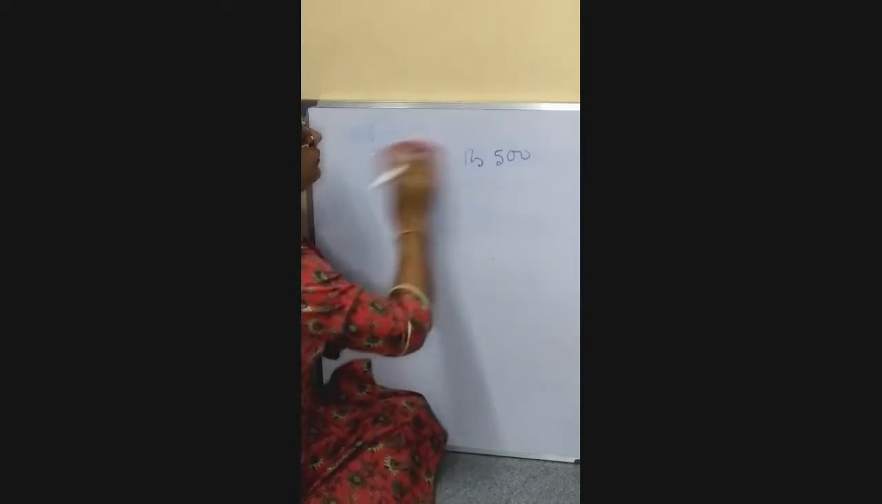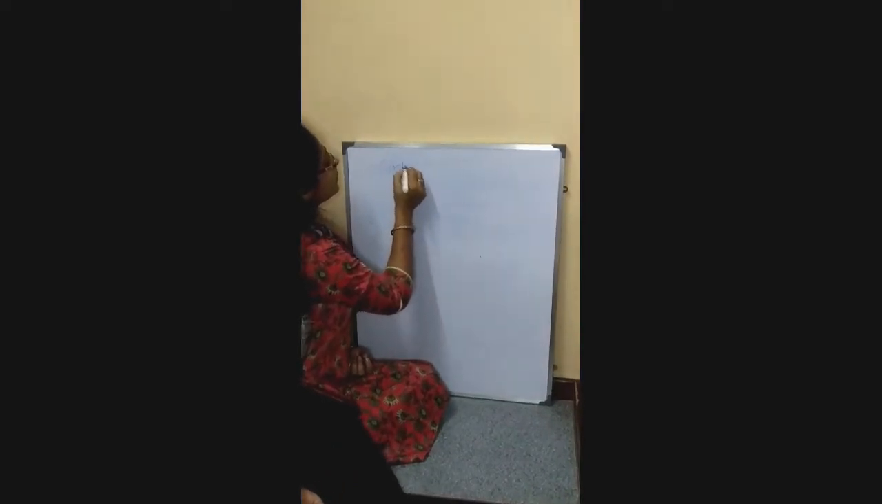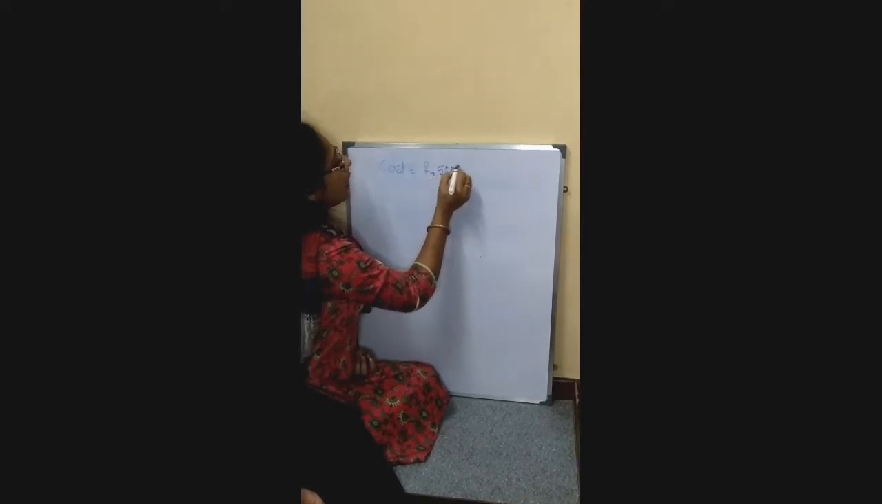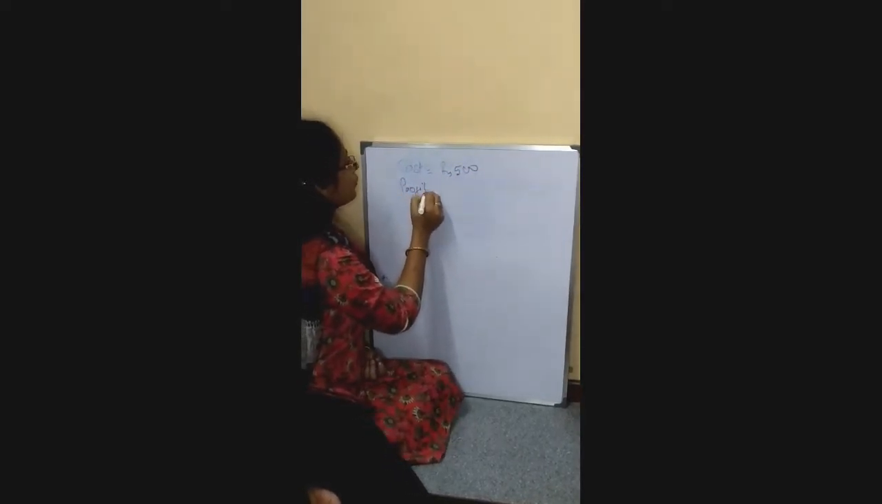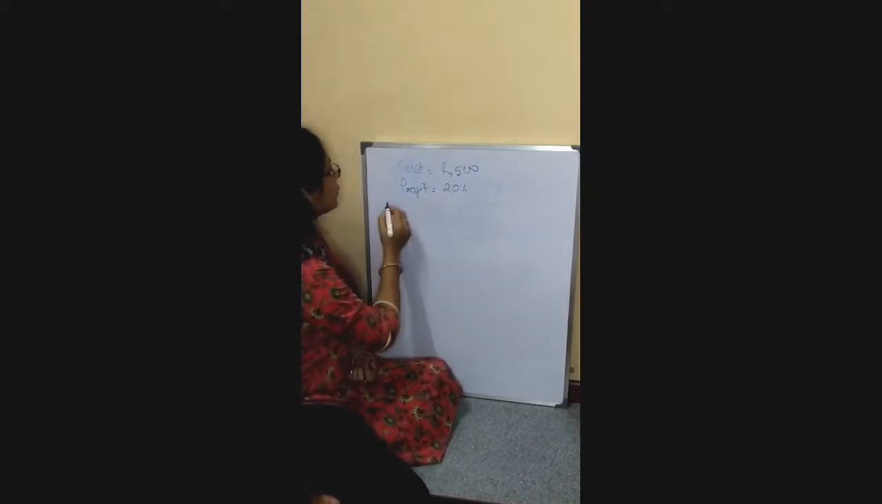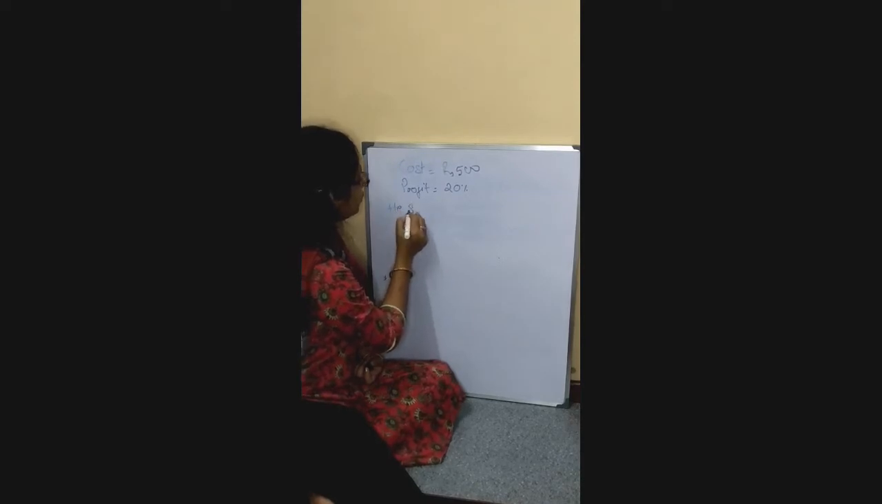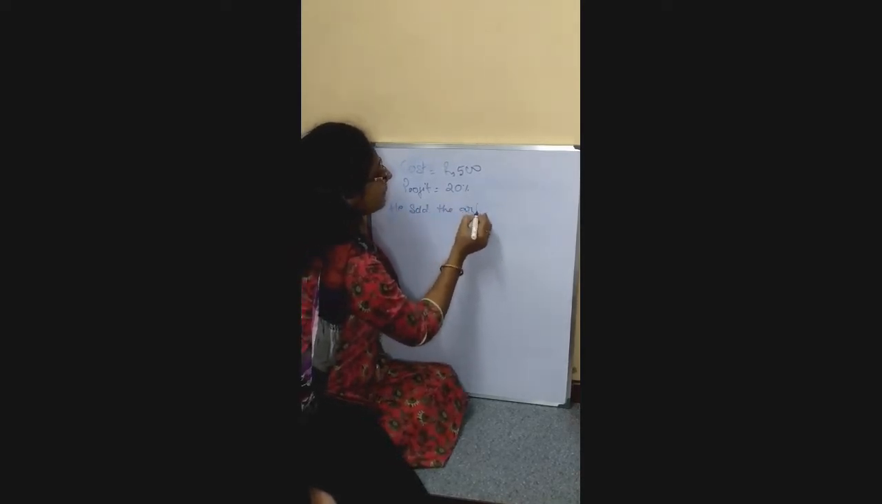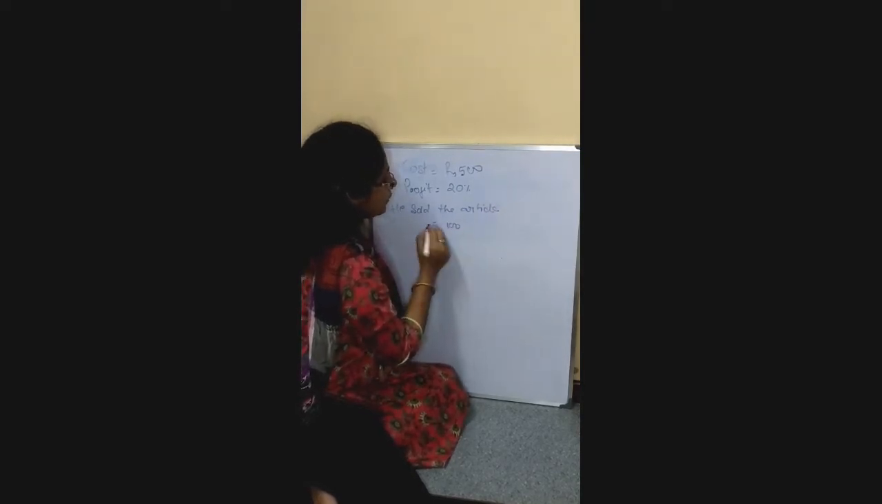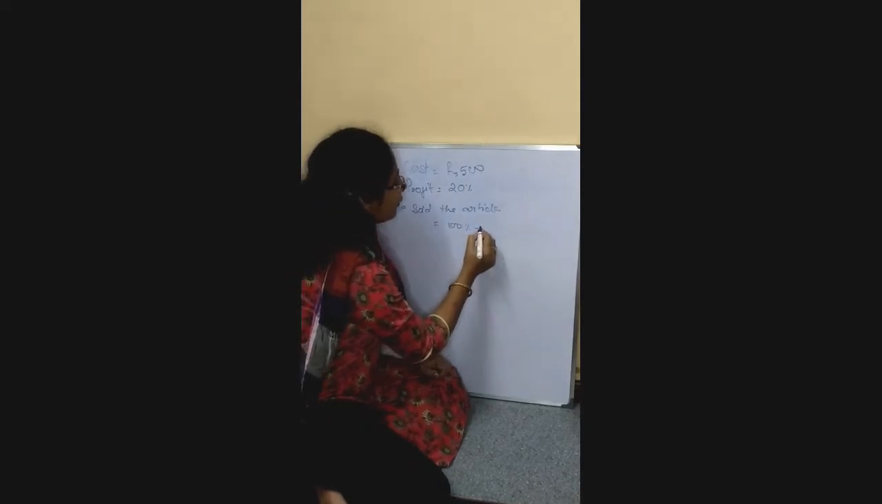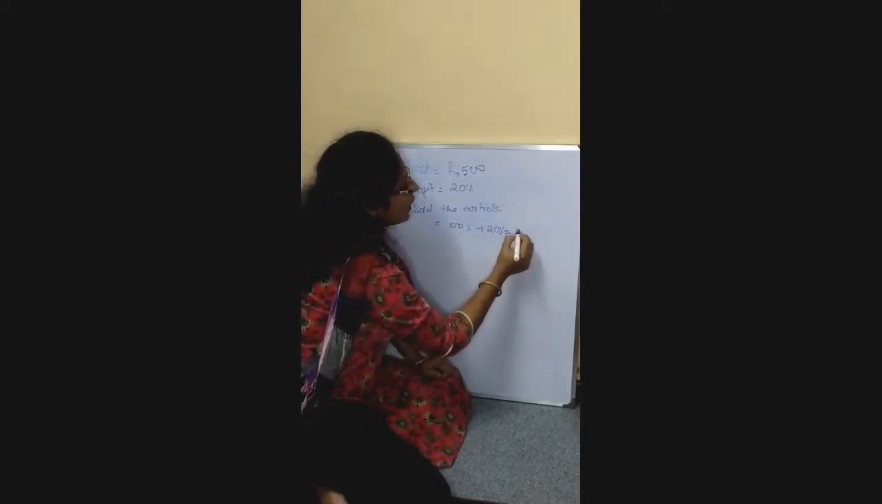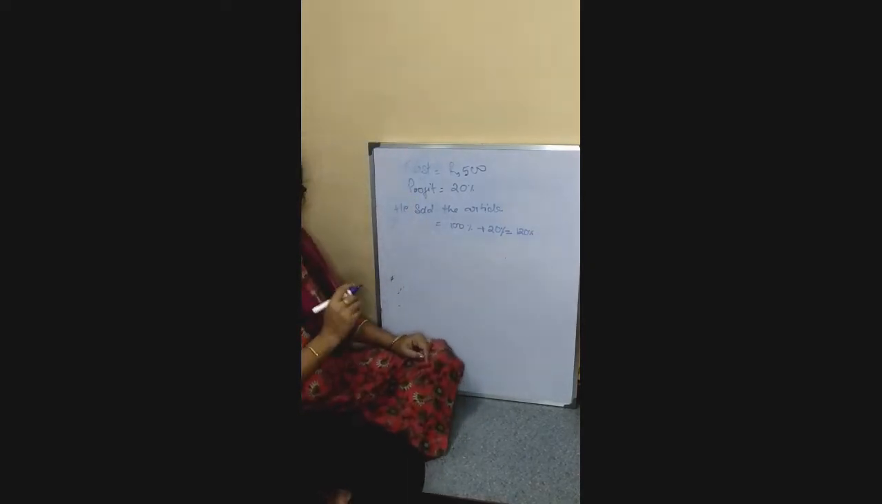Suppose a sum is given that Ram bought an article for 500 and he sold it at 20% profit. Then the cost for Ram for the article is rupees 500 and he earned a profit of 20%. Then he sold the article at 100% is the cost of the article plus 20%, that is he sold the article at 120%. So it is easy to find out the selling price.